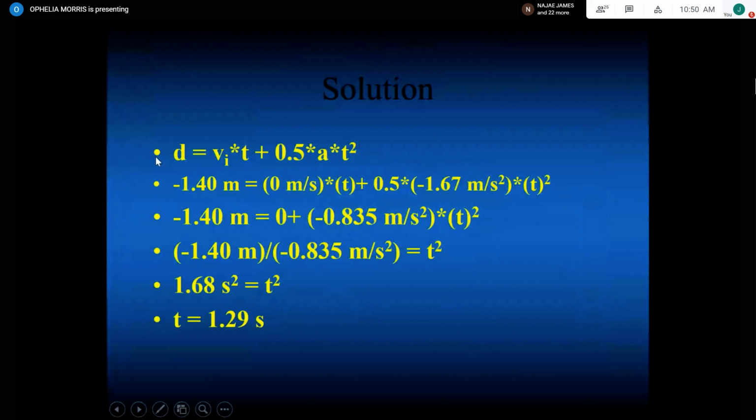Now, my formula is V initial times T plus 1/2 A T squared. My distance here is negative 1.4 meters. Anything times 0 is going to be 0, so this whole term is equal to 0, and I could drop it from the formula. So sometimes you're going to see this formula, and they're going to put D equals 1/2 A T squared. Whenever they do that, they're either saying that the initial velocity is 0, or time is 0. Because anytime one of these numbers is 0, 0 times anything, this whole thing is going to drop out. Everybody see that?